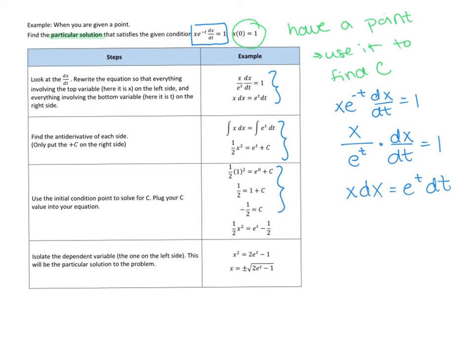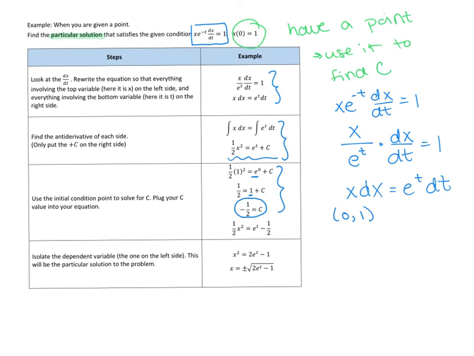So using that point, 0, 1, so when t is 0, x is 1, if we plug that in and we remember that e to the 0 is equal to 1, we can find our c value. We get c is -1/2. So when we plug that in to our equation, instead of 1/2 x squared equals e to the t plus c, now we know it's 1/2 x squared equals e to the t minus 1/2, because we know what the c value is, so we can plug it in.